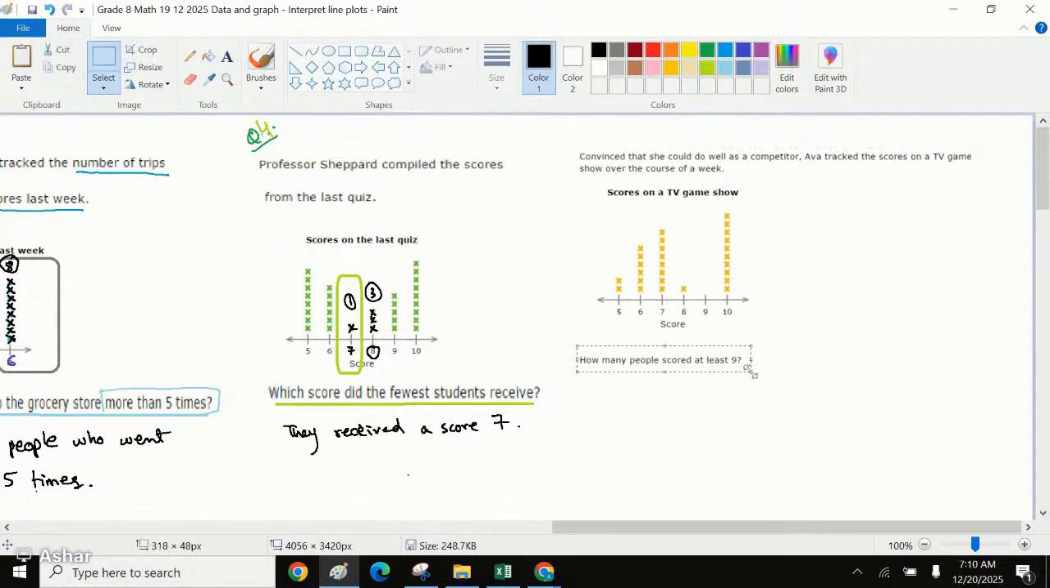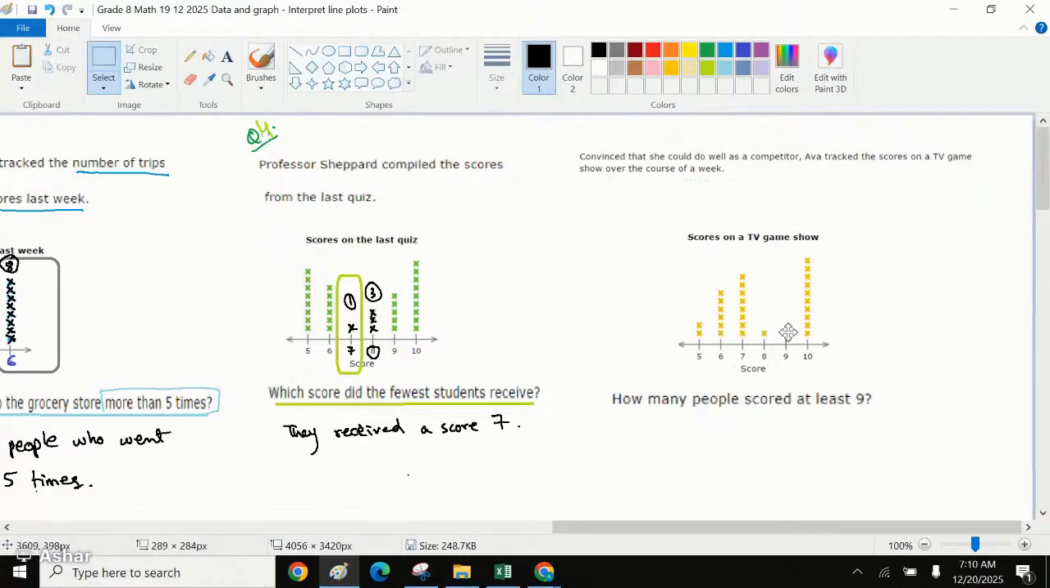How many people scored less than 9? This is the question they're asking us. This is the grid that is given to us. Number of courses in a week. Ava tracked the TV game scores on a game.